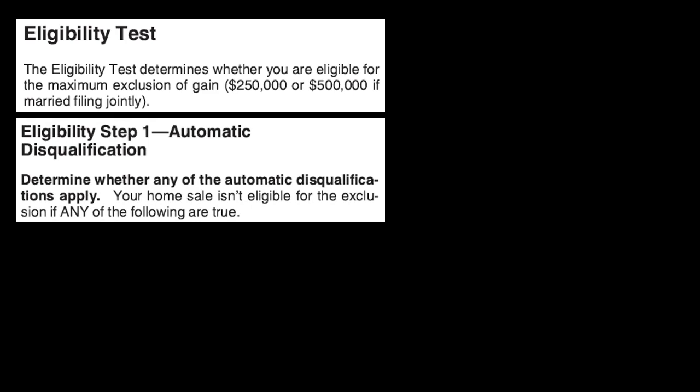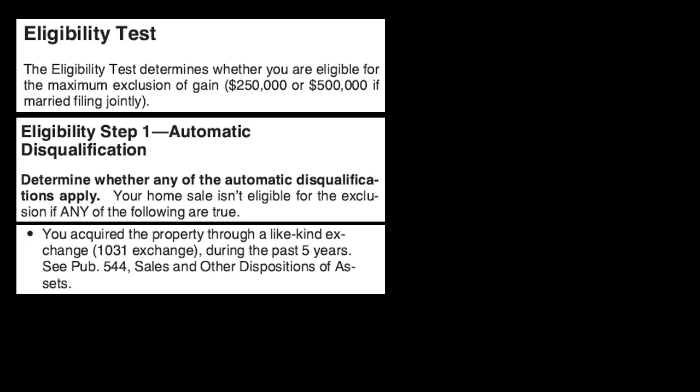Eligibility step 1, automatic disqualification. Determine whether any of the automatic disqualifications apply. So these are going to be items that obviously would disqualify automatically. First step in our process. Back to the text. Your home sale isn't eligible for the exclusion if any of the following are true.